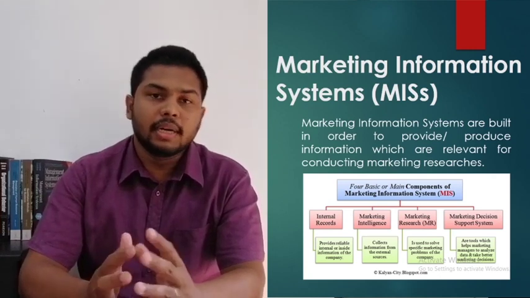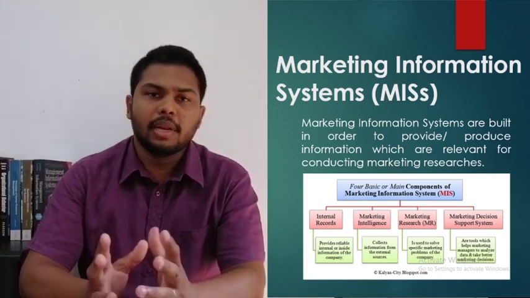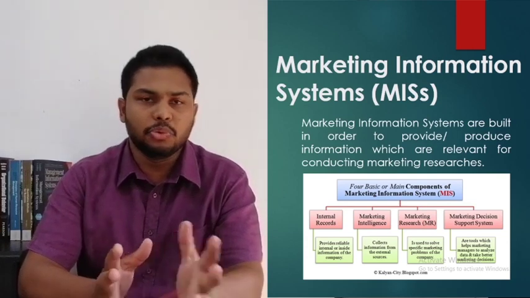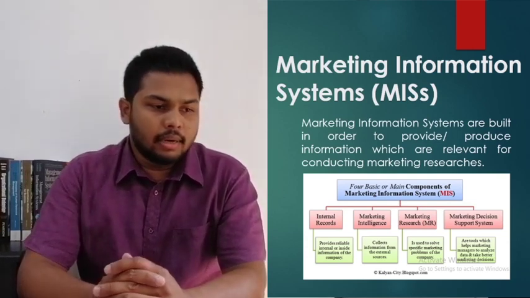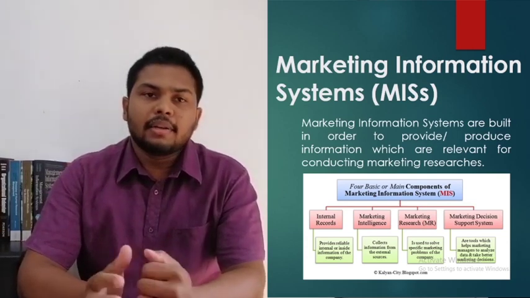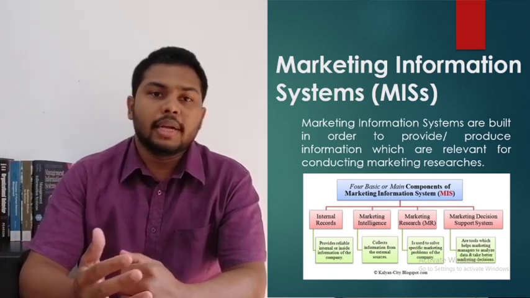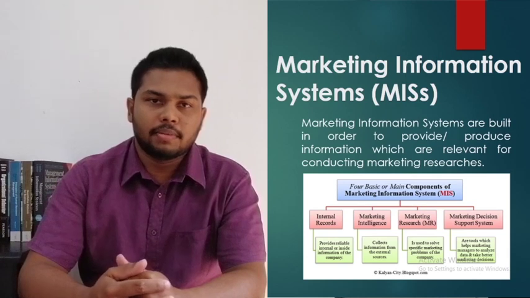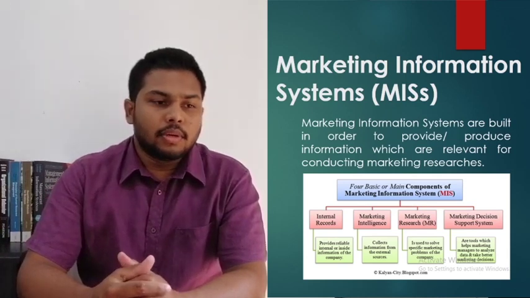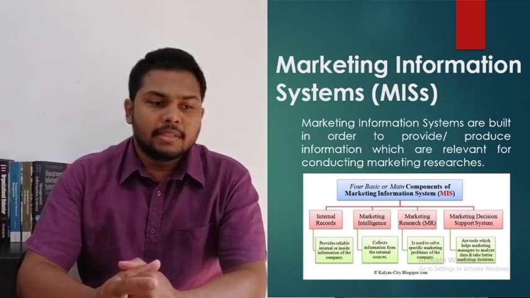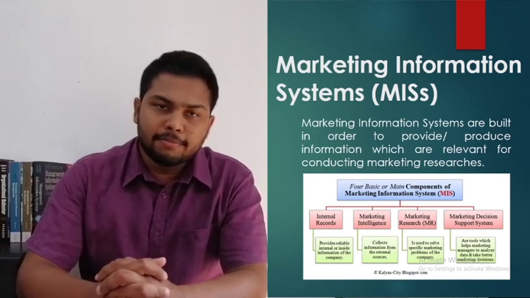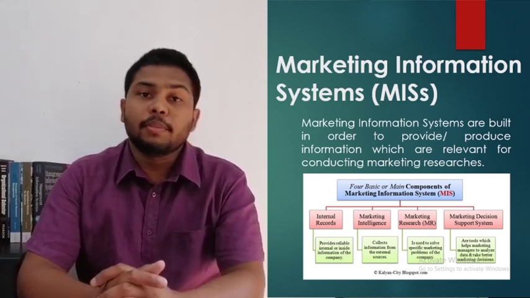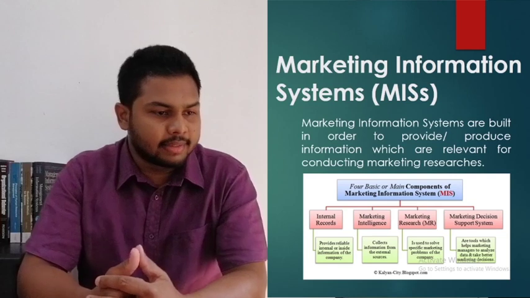So basically, it provides and produces information which is relevant for conducting marketing research. To conduct a marketing research, there are many elements in these MISs. I will show you what they are. To conduct this marketing research, you may need information. So to get that information, these marketing information systems are very important, right? These are the four basic main components of marketing information systems.